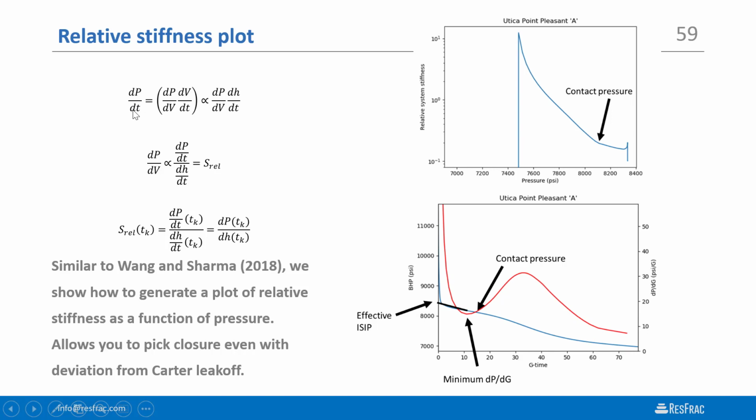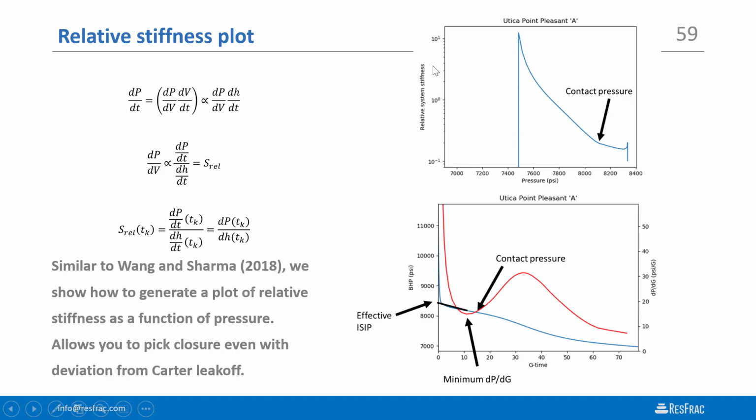So we can write here that the derivative of pressure with respect to time, we can do a chain rule decomposition. We can show how the derivative of volume with respect to time is proportional to the derivative of the H function with respect to time. Do a little bit more analytic analysis, and what we can find is that we can generate this plot of relative system stiffness versus pressure, and all we need to know is pressure itself, the pressure measurements versus time, as well as an estimate for the pore pressure.